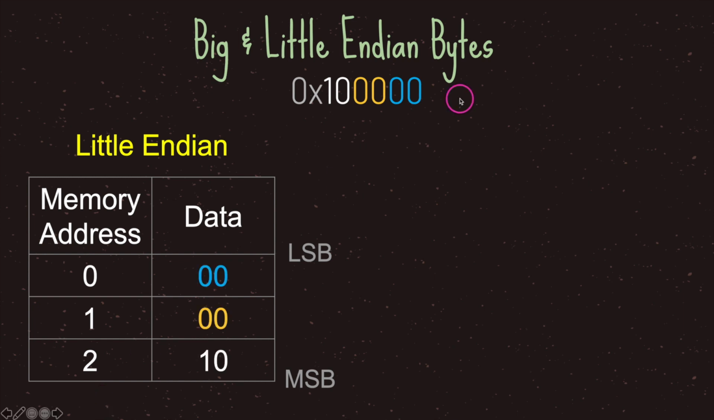And so if we were to take our binary value and place each byte at a memory address location, as you can see here, our least significant byte is at the lowest memory address. Our second least significant byte follows next, and our most significant byte is at the largest memory address.